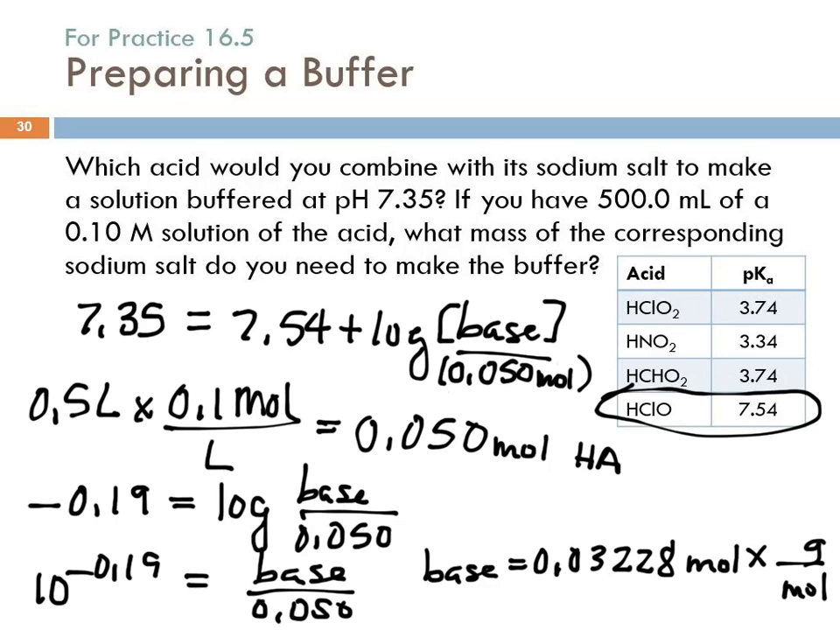And that's a very practical problem. It's like, okay, I need to make a buffer. It needs to be this pH. This is what I've got. What do I need to add into it to make it into a buffer? Any questions? So, there's this huge array of questions that could be asked about something like that, right? So fun.